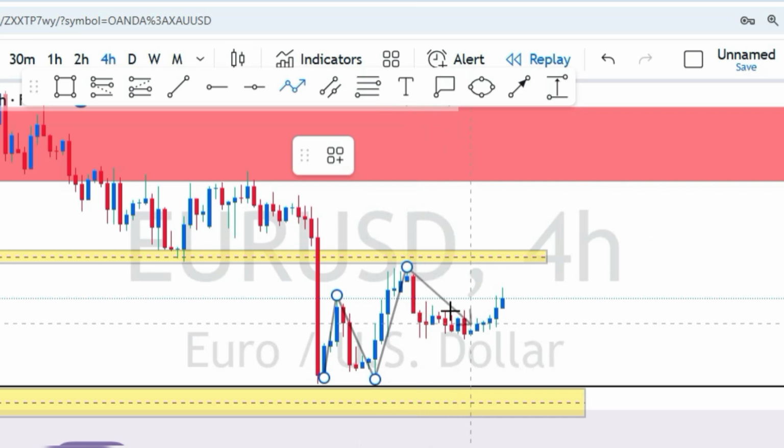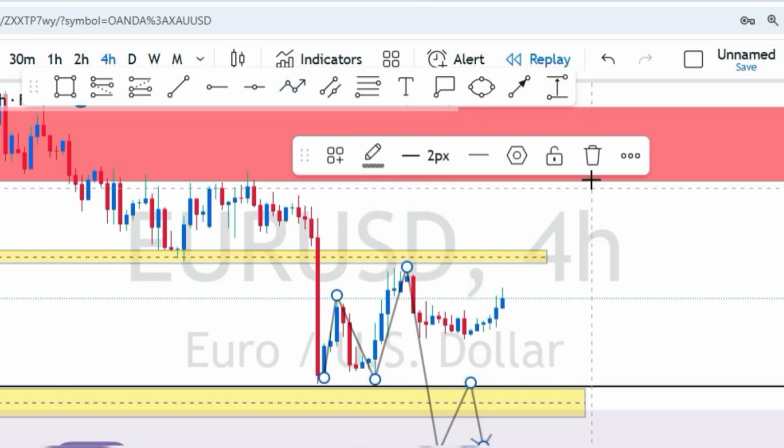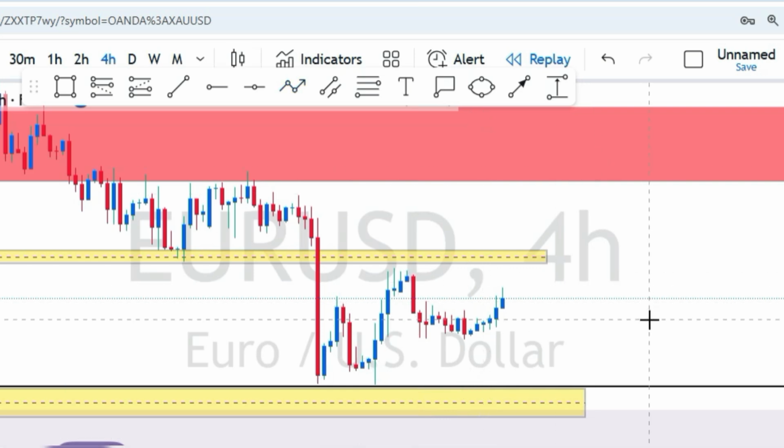Before I take any entry here, I would consider if the current price breaks this low to give me a lower low. Then I will look for a lower high, and then I continue trading. Apart from that, I am not entering this trade.